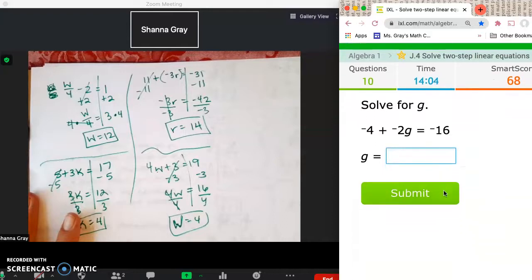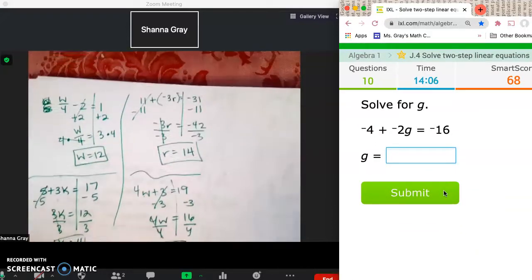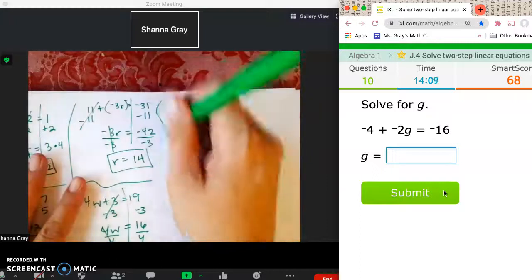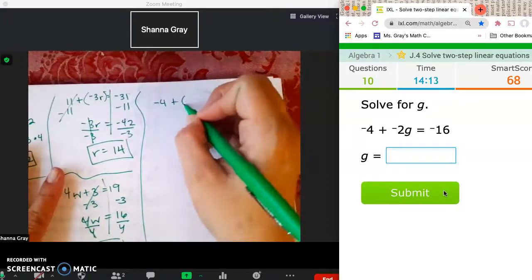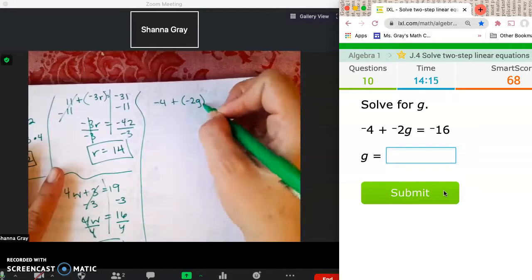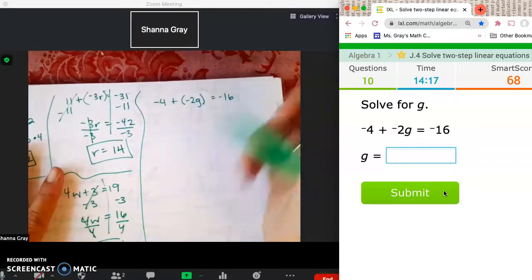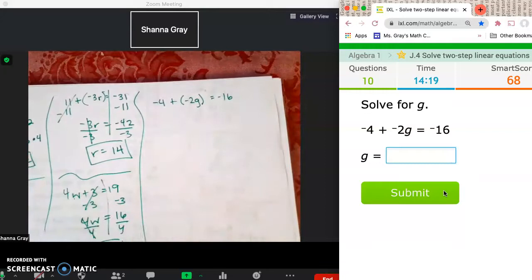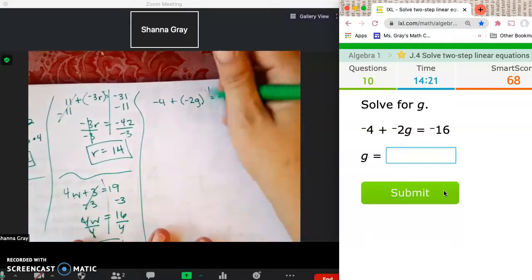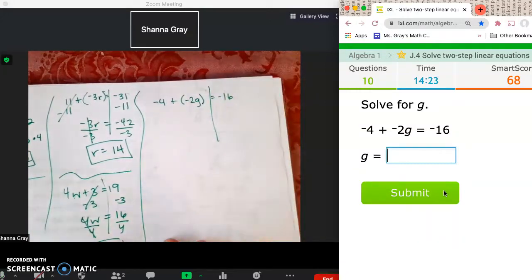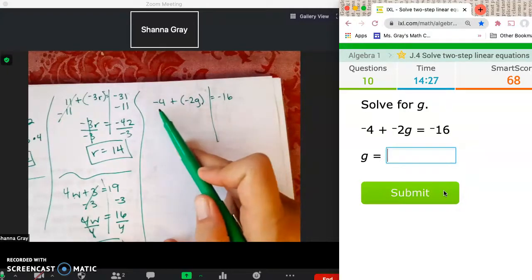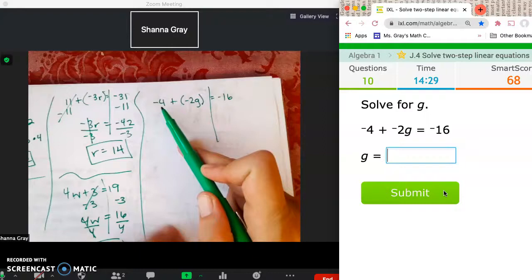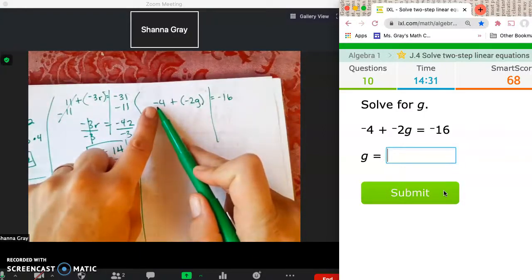Smart score 68 so far. Ooh, look at all those good old negative signs. So negative 4 plus, and I like to put parentheses, so I'm just going to add parentheses there, plus negative 2g equals negative 16. So there's my two sides. G is here. Negative 2 is right next to it, which means negative 4 is farther away. So I am looking at the sign in front of 4 to tell me what the opposite is.